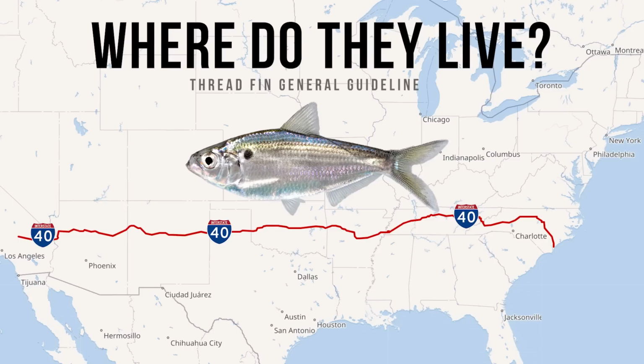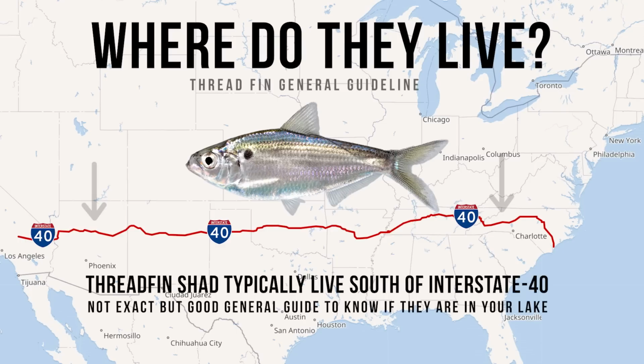Okay, so where do they live? Gizzard shad can live pretty much everywhere. They don't feel the effects of cold water like threadfin do. Threadfin can only live in water that's usually like 42 to 45, that's kind of the cutoff for them before they start dying. And a good general rule is threadfin usually thrive below the I-40. That's just a general rule. Like Grand Lake, which I fish around me, is quite a bit north of that line.